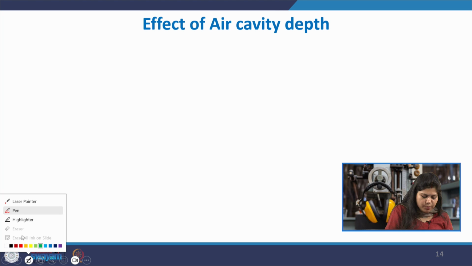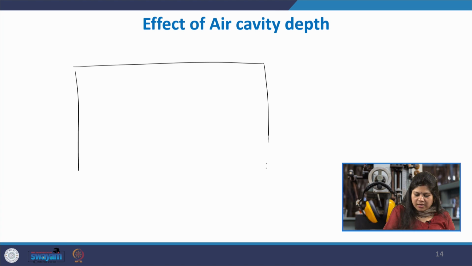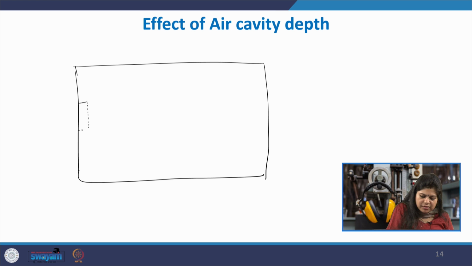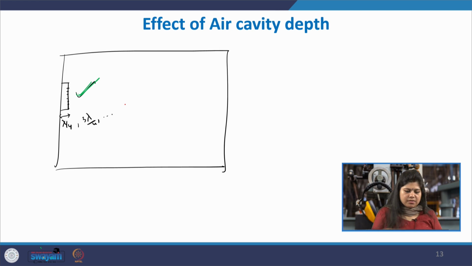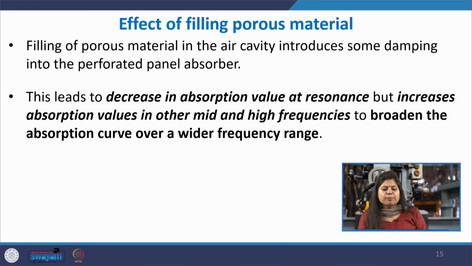Whereas, suppose we had the same panel, everything is same, you are just changing the air cavity depth. So from the rigid wall you are keeping that panel here, and this distance is either lambda by 2, lambda, 3 lambda by 2 and so on. Then in that case, although you get the peak at the resonance frequency, it is very low in magnitude. So this is not the optimum case, okay, whereas this is.